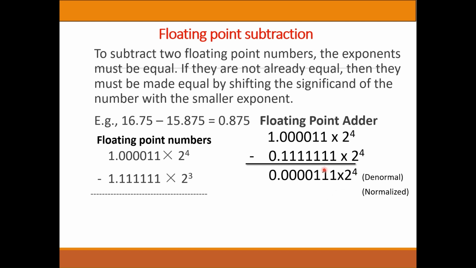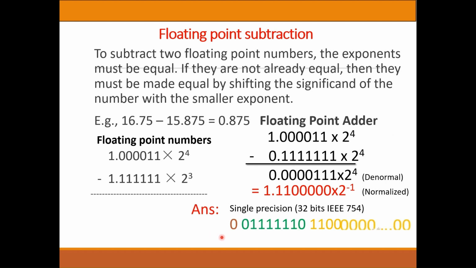But after subtraction, you can see it is a denormal number, so we have to normalize it. Now it is normalized. Now let's represent it as a single precision floating point number. The exponent is -1, so we add 127 and it becomes 126. You can see the green color bits are for the exponent and it represents 126. The result was positive, so the sign bit is 0 here, and the fraction part is only 1100. The leading one is omitted because it is hidden or implied.